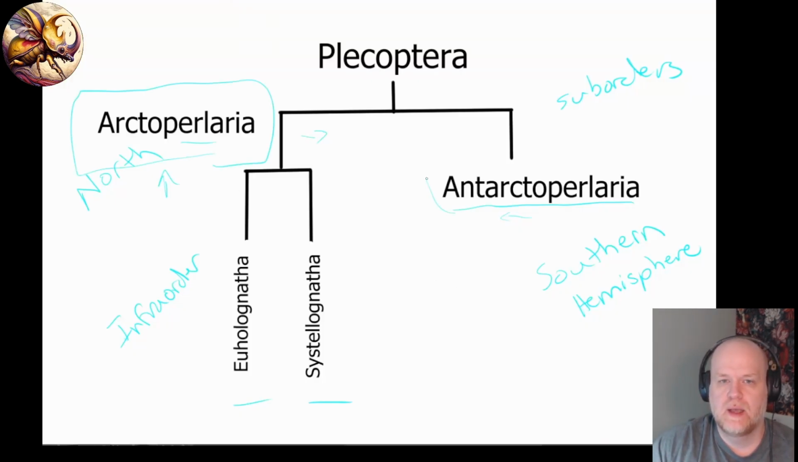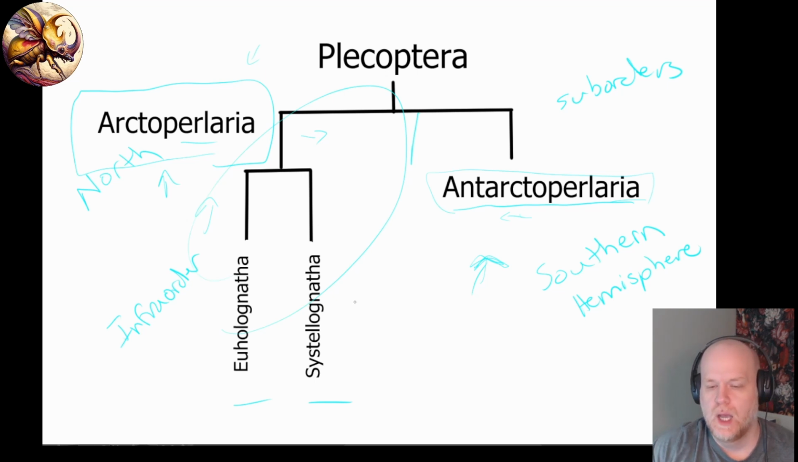The Arctoperlaria have a number of families as well, and these are all grouped together based off of certain anatomical muscle existence. This group has more muscles than this group, basically, and they have more unique muscles that aren't present in the Arctoperlaria. Additionally, they have a number of unique sensory cells that are not present in the Arctoperlaria. The Arctoperlaria are probably not this closely related. It's probably paraphyletic, so there's likely a group that comes off here, and it's this whole group.